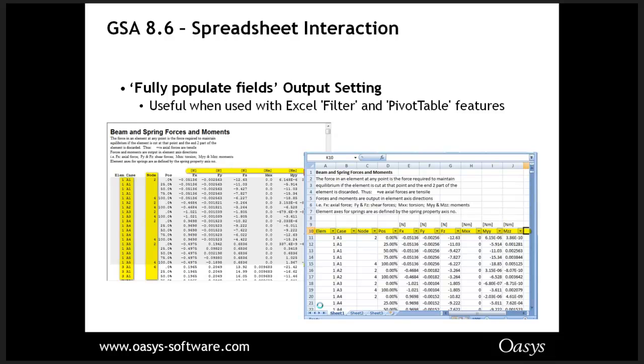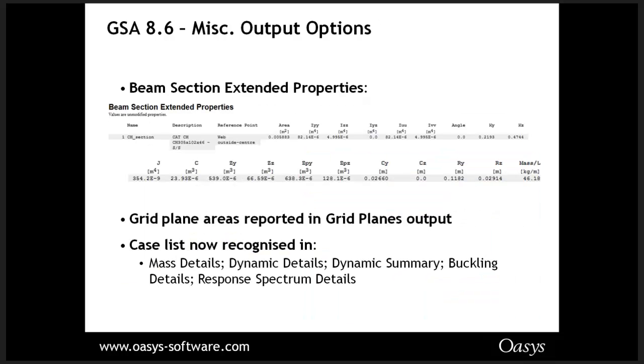Some other output options: there's a new table of beam section extended properties, which reports those same properties that are currently listed in the more properties from the last page of the analysis wizard. So presumably, previously they were only displayed in a dialog box. Now they're listed in a table in case you want to copy them into a spreadsheet or whatever. The grid planes output now includes grid plane areas.